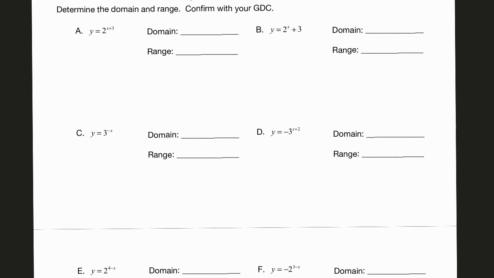All right, so for A, because this is an adjustment to just the X, right? It has been moved to the left 3. Okay, so that means that the domain hasn't changed, right? Changing left and right doesn't do anything to the domain, and the range hasn't changed. Whereas this one, because it has been moved up 3, that will change the range.